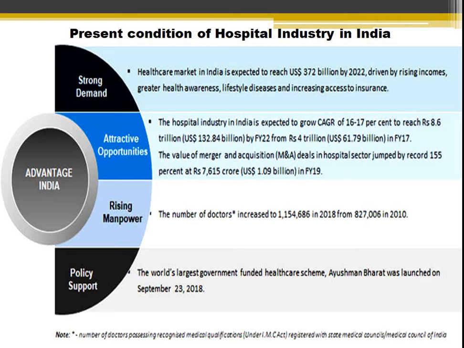The next would be rising manpower: the number of doctors, the number of nurses, the number of hospitals. This is also increasing, and the education system is helping, boosting up this medical care, so rising manpower is also a very good advantage which India is facing now. And the last one would be policy support, the world's largest government-funded healthcare system, called Ayushman Bharat, which was launched on September 23rd, 2018. From then, lots of government initiatives have been taken, and the advantageous position of India in the hospital care industry has risen.